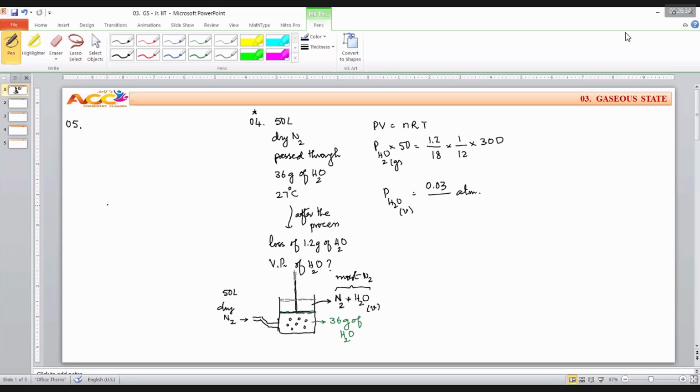Next question. The density of a mixture of oxygen and nitrogen at STP is 1.3 grams per liter. Find the partial pressure of oxygen.